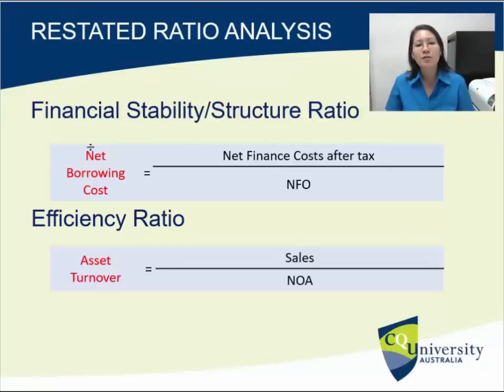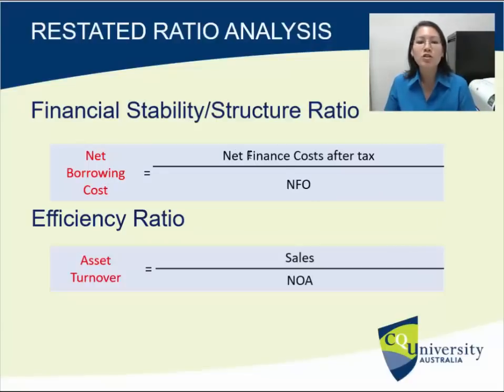So we have a look under financial stability at net borrowing cost, which again, think about it in terms of your interest rate on your loan. So when you go out to get a home loan, they say, okay, we'll lend you this money and we're going to charge you an interest rate on your home loan of 7%. Okay, so this is what this calculates. It calculates your interest rate, if you like. We call it the net borrowing cost.